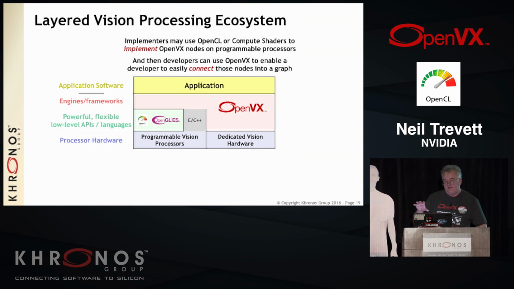So again, we come back to the power of a layered ecosystem. And people often ask, well, why are you doing OpenCL and OpenVX? It doesn't make any sense. You have 2 different ways of doing vision processing. I'm confused. What do you think, Victor?